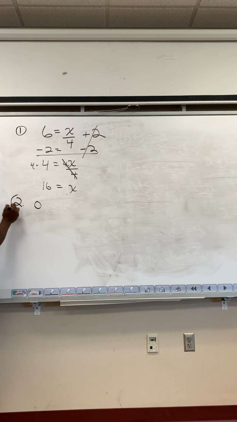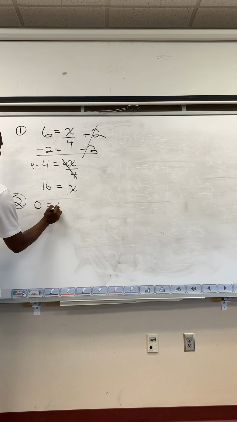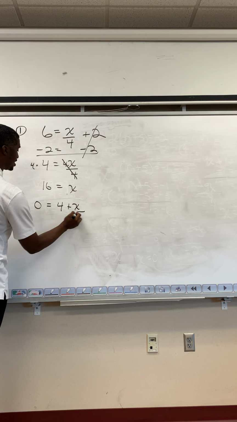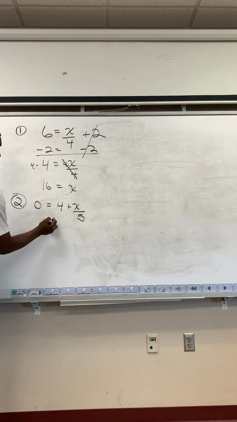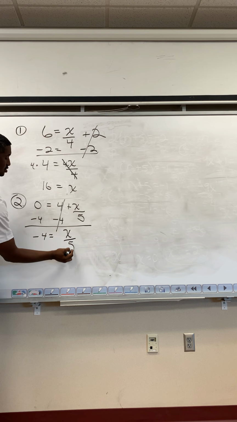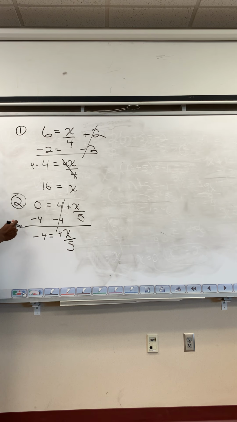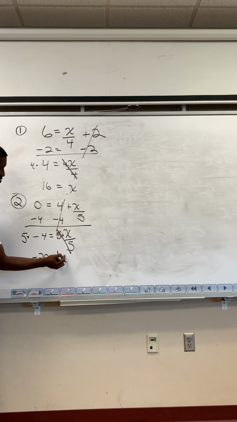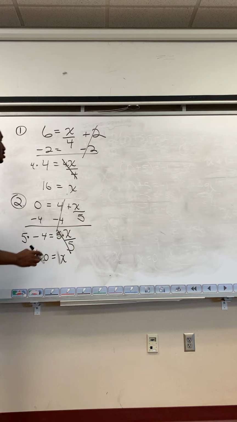We got 0 is equal to 4 plus x divided by 5. First thing I'm gonna do is subtract 4 on both sides. That's gone, leaves us with negative 4 is equal to a positive x divided by 5. I don't need the plus. I gotta get rid of division, so I'm gonna multiply by 5. I'm gonna multiply by 5. I'm left with negative 20 is equal to 1x. Don't need the 1. Number 3.